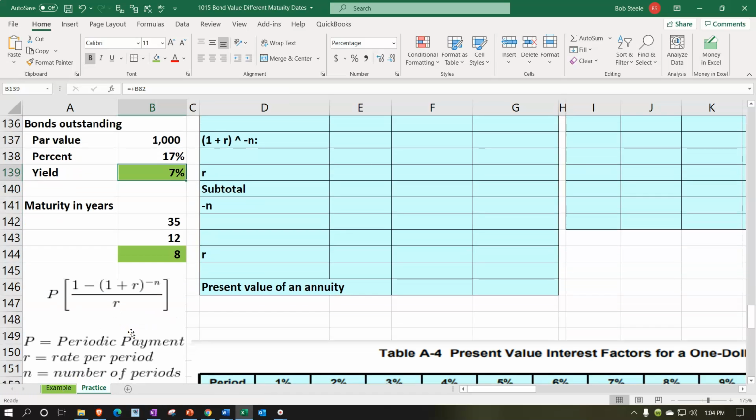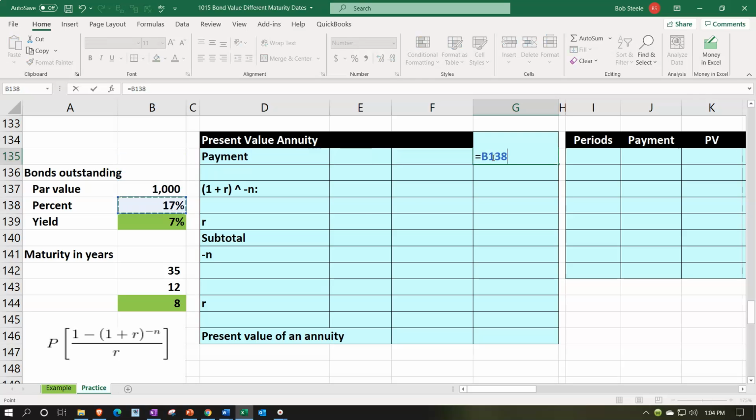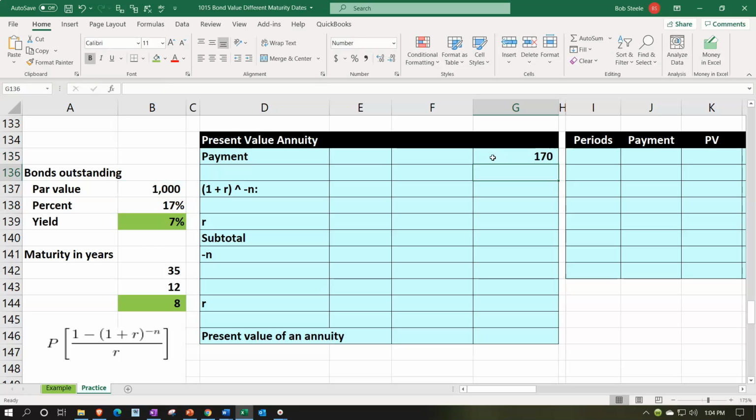Calculating it again, annuity portion, P times 1 minus 1 plus R to the negative N over R. I'm going to pull this out to the outer column. It's going to be the 1,000 times the 17%. And then we've got the 1 plus R, 1. I'm bringing the 1 plus R in the inner column. 1, rate, 7%, market rate this time.